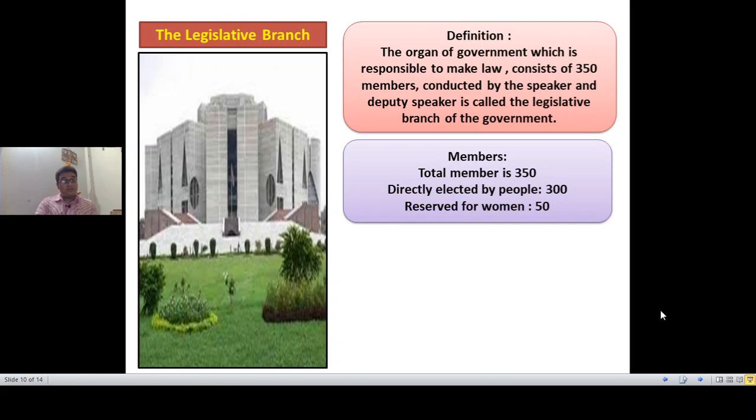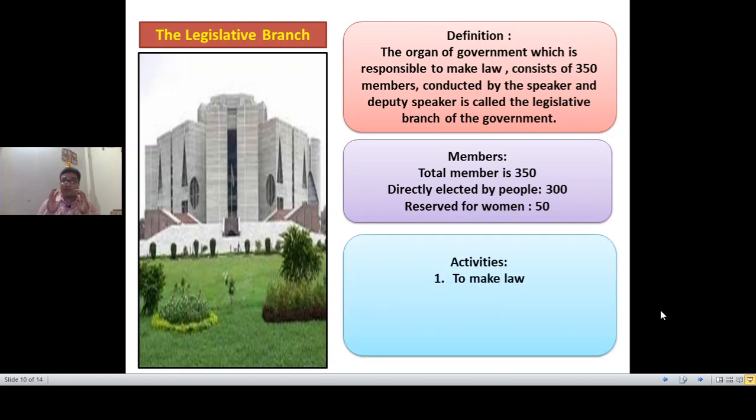Now I'm going to discuss about the activities of the legislative branch. First of all, to make law. Okay, to make law on the basis of constitution for the welfare of the common people is the main work, the main duty of the legislative branch.